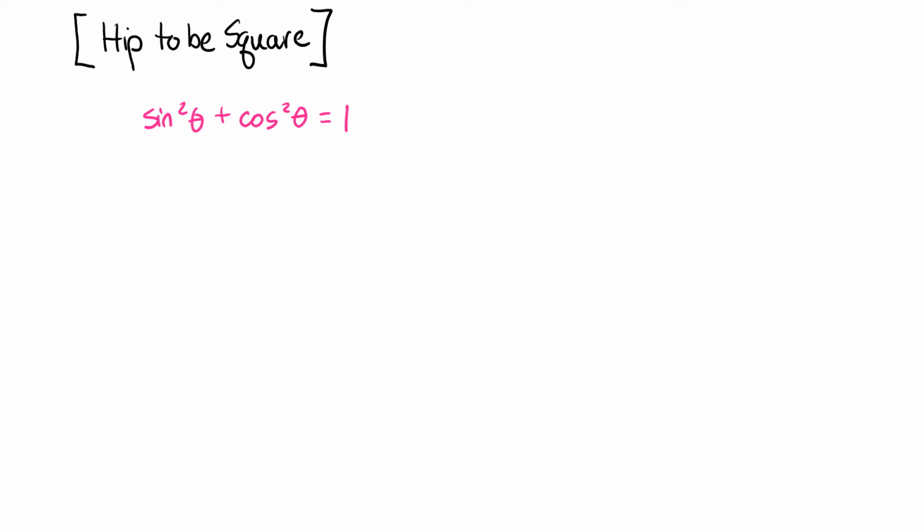For one, we can subtract sine squared theta from both sides and get cosine squared theta equals 1 minus sine squared theta. Or we can subtract cosine squared theta instead and get sine squared theta equals 1 minus cosine squared theta. There are other trig identities that are related to this one but can be derived.